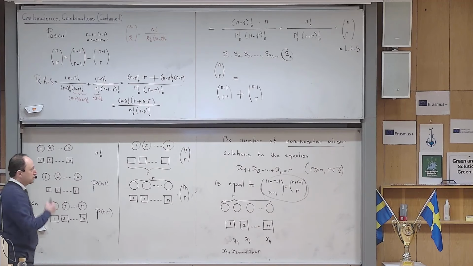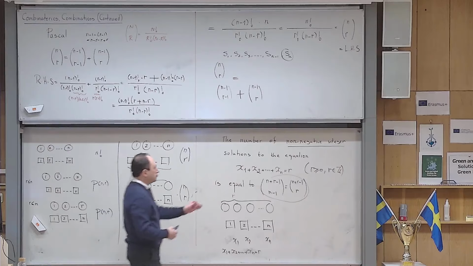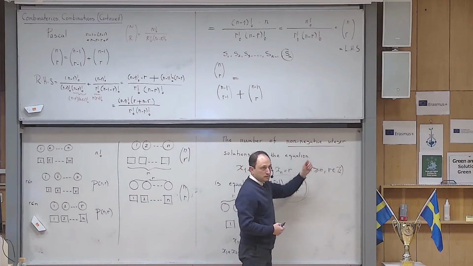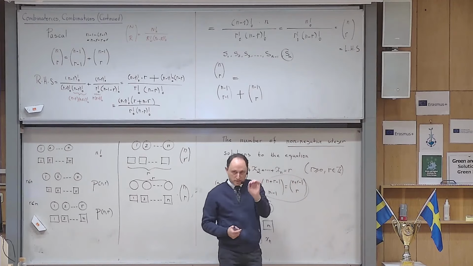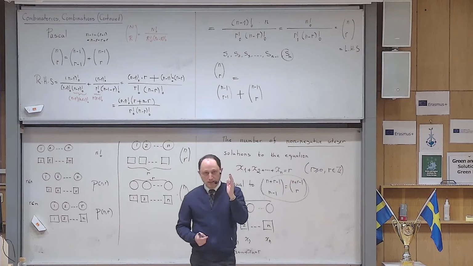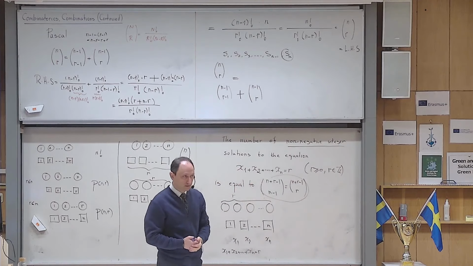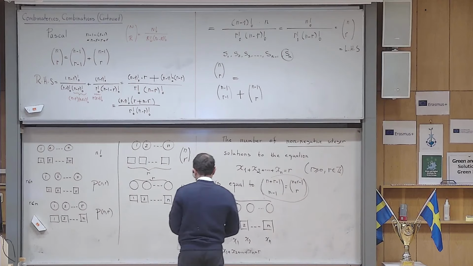Okay, let me ask you one question here. The constraint was non-negative integers. Okay, let us make it natural numbers. Non-negative means 0 is acceptable, but let us say natural numbers start from 1. Okay, so let me ask you this question.